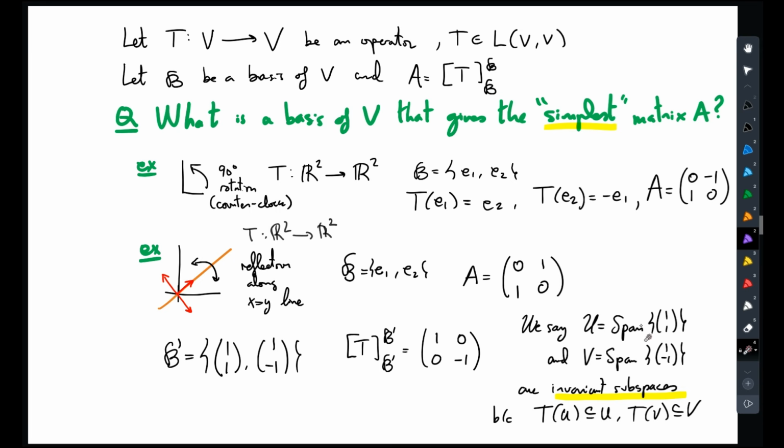Now, the vector (1, 1), as I said, is special, but in fact, any vector in that line is special. So if I look at the span of that vector and call it U, what I notice is that this entire space is sent to itself. And that's what we call an invariant subspace. Similarly, the space of the perpendicular line to the reflection line is also sent to itself. So V is also what we call an invariant subspace.